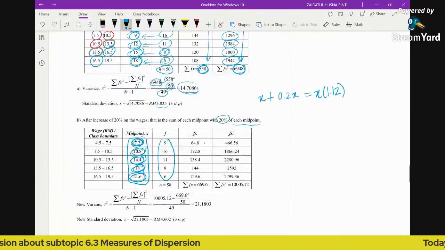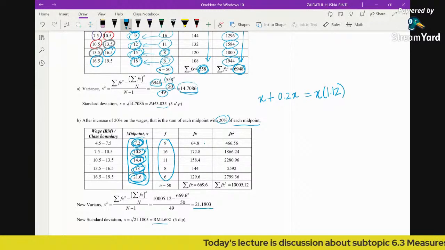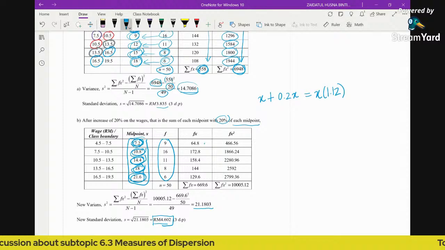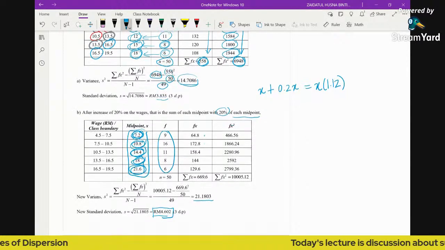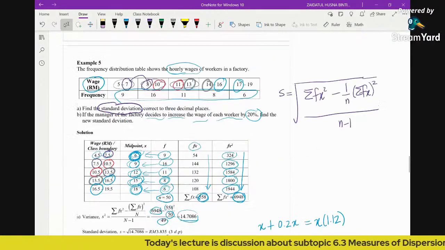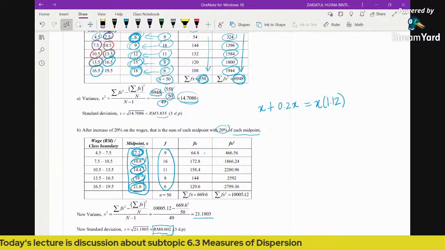Now let's see what happens to the standard deviation. You will notice that the standard deviation is also different. So this is the standard deviation after the increase of the wages. All right, that is it. I hope by now you are able to find the measures of dispersion, which are variance and standard deviation, for ungrouped and grouped data.